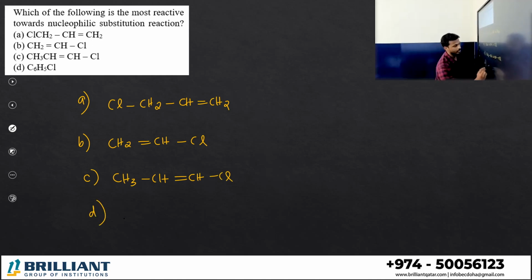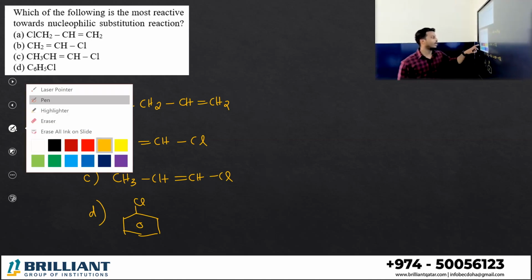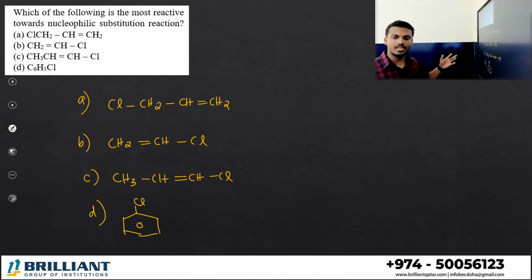Option D, C6H5Cl. While looking at the compounds, you cannot see any tertiary or secondary group. Mostly all are primary, except the last one. All are mostly primary, right? So how can you identify which is highly reactive and undergoes nucleophilic substitution? Please eliminate the halogen first.